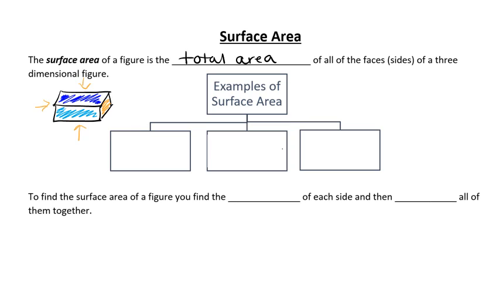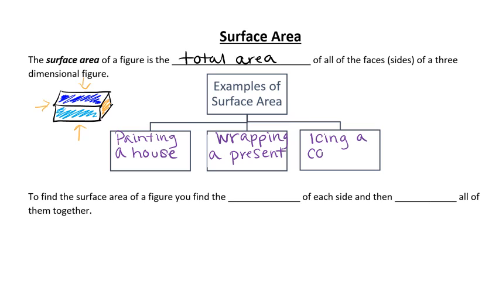So a few examples of surface area. The first example I'm going to give you is painting a house. If you have a house and you're covering the whole thing in paint, you're covering the entire surface of the house, so you need to know the surface area. Another example, which is something we're actually going to be doing in class tomorrow, is wrapping a present. If we're wrapping a present, we have to cover all the sides of the present, so we might need to know the surface area of it, so we don't waste a bunch of paper. The last example I have is icing a cake. The icing of a cake goes all over the cake, covers all of the surfaces of it. So those are just three examples.